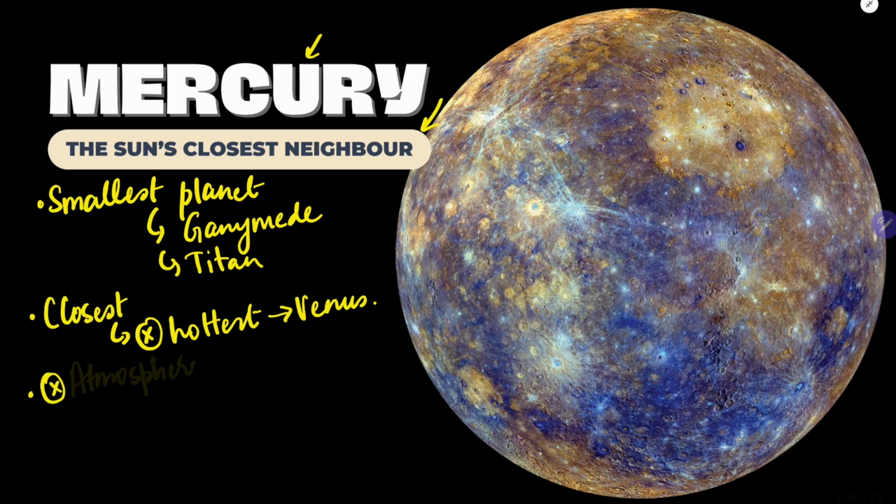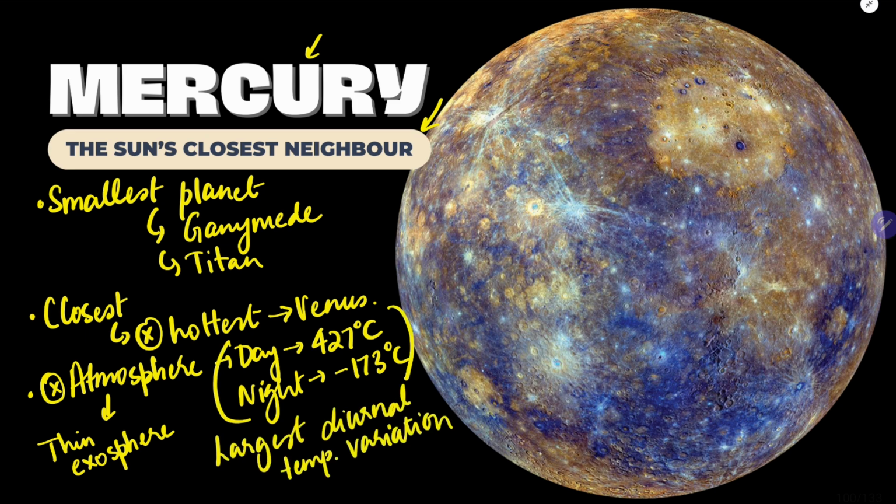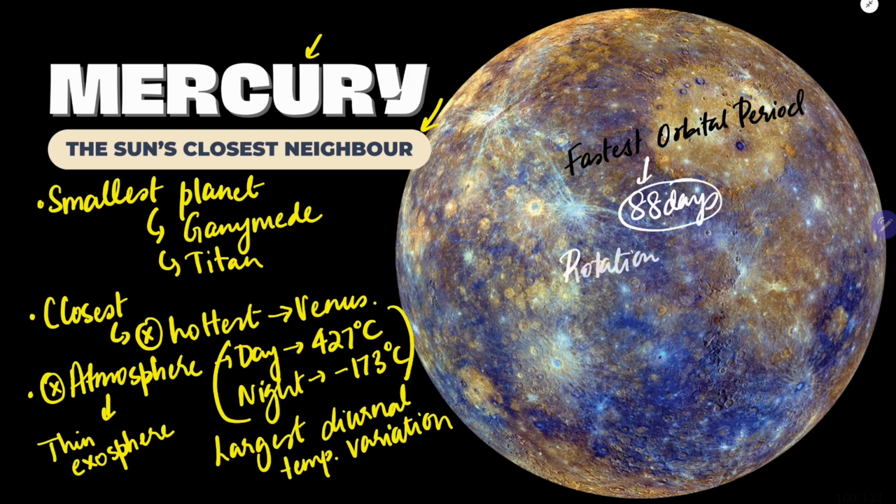Mercury doesn't have a regular atmosphere and instead has a thin exosphere, so it cannot retain heat, leading to extreme temperature variations. Its daytime temperatures can reach as high as 427 degrees Celsius, while its nighttime temperatures can reach as low as minus 173 degrees Celsius. Therefore, it has the largest diurnal temperature variation in the entire solar system. It also has the fastest orbital period, taking only 88 days to complete one orbit around the Sun. Its rotation, however, takes 59 days, so one Mercury day lasts 59 days.